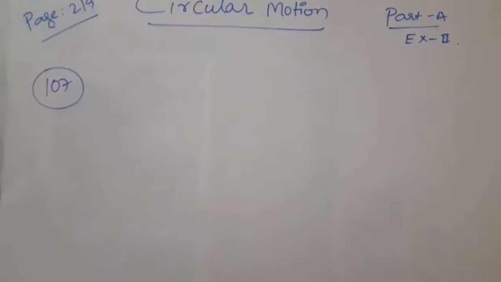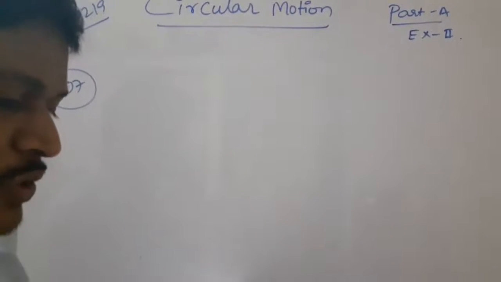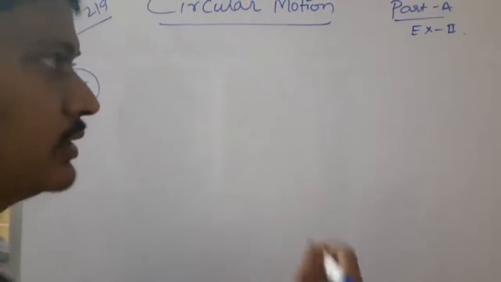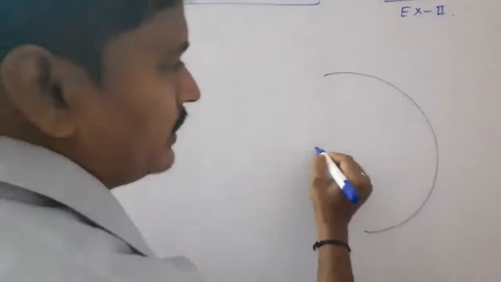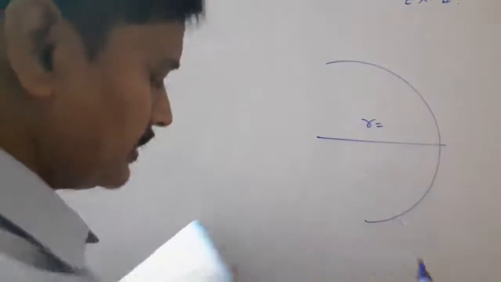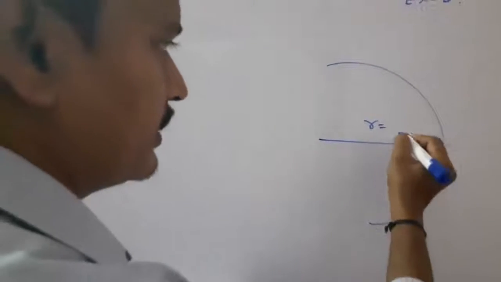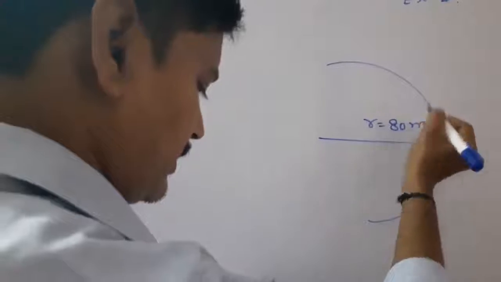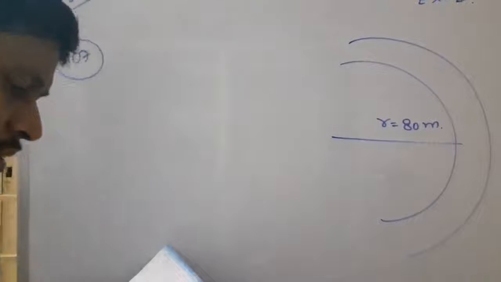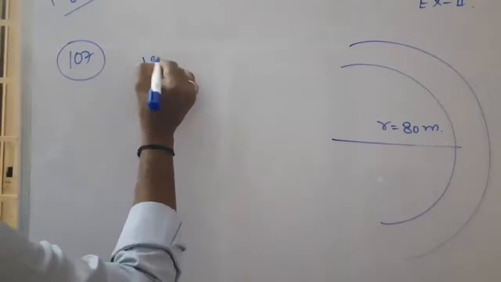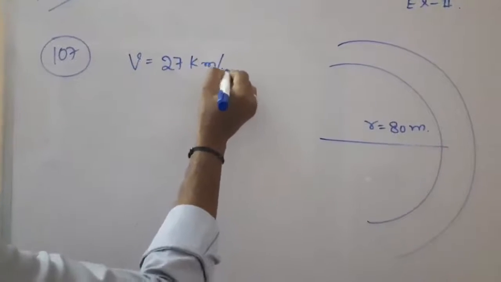A cyclist riding with a speed of 27 km per hour approaches a circular turn of the road of radius r equal to 80 meters. So the cyclist's speed is given, v is equal to 27 km per hour.